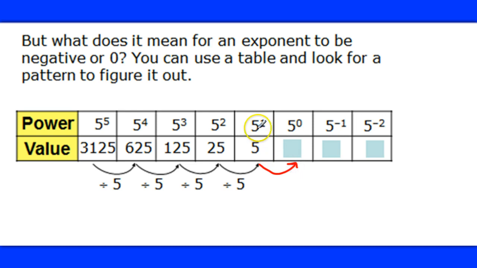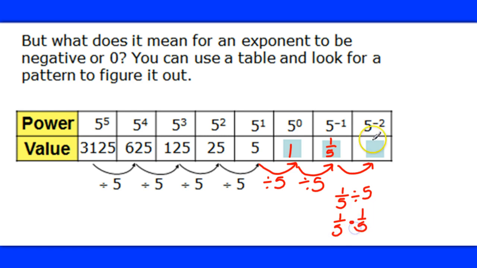If I move from 5 to the 1st power to 5 to the 0 power, I'm going to divide by 5, and that's going to give me 5 divided by 5, which is 1. If I move it down again, which now I'm going into the negatives, 1 divided by 5 is 1/5. And if I do that again, I have 1/5 divided by 5, which is the same thing as keep it, change it, flip it, gives me 1/25. Now we're going to use this right here to come up with the answers to our rules.